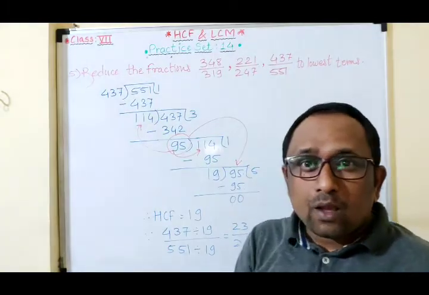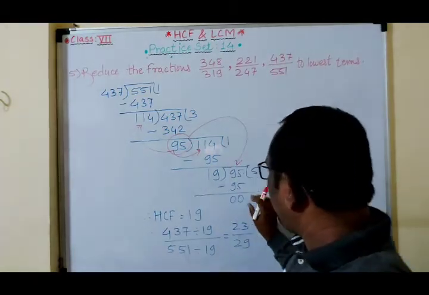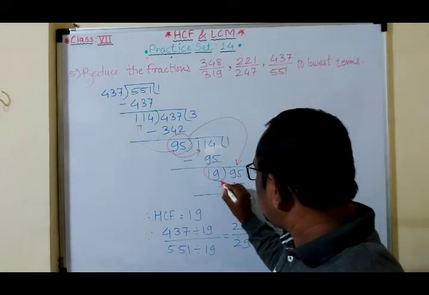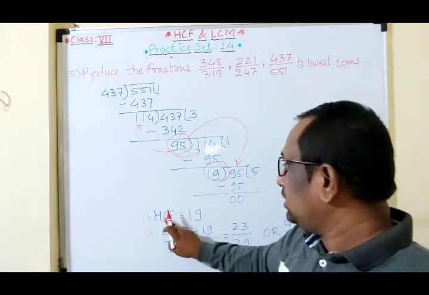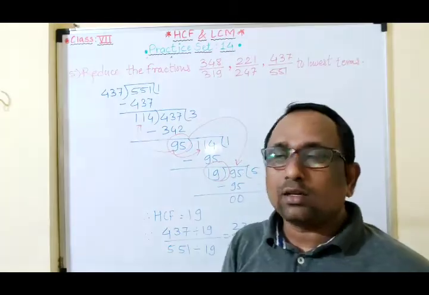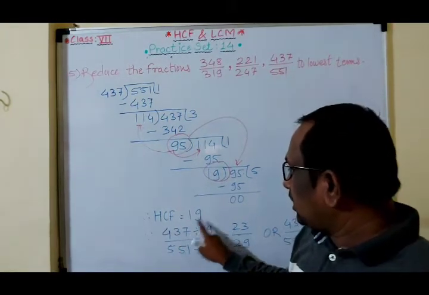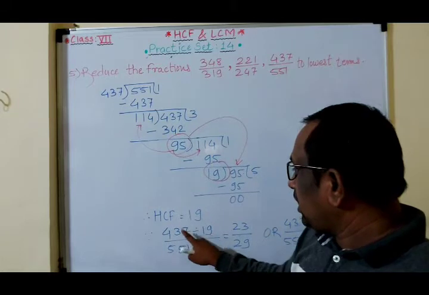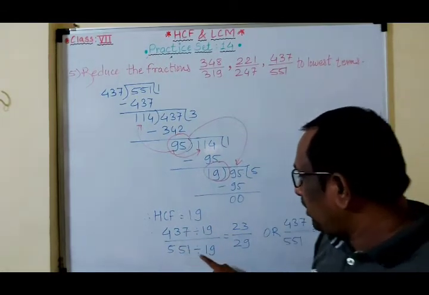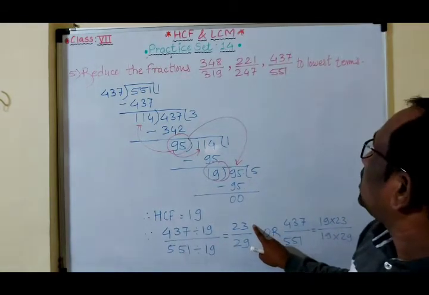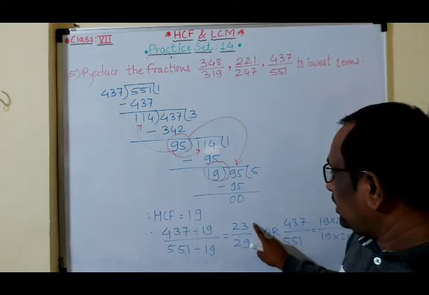Then where is the HCF? When we got the remainder 0, the last step's divisor is our HCF. So HCF is 19. Now they ask here for the lowest term. So we got the HCF. So 437 is the numerator and 551 the denominator. We have to divide both numerator and denominator by the HCF 19. Then we get the lowest term or the simplest form. So 23 and 29.